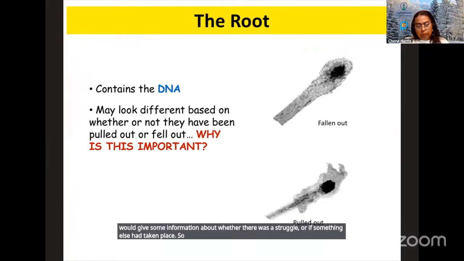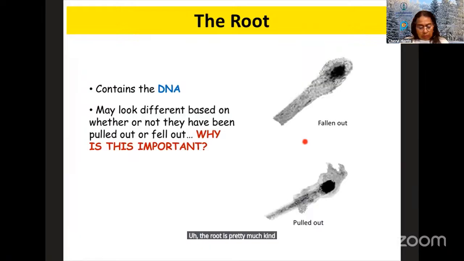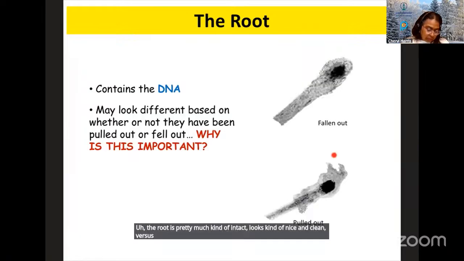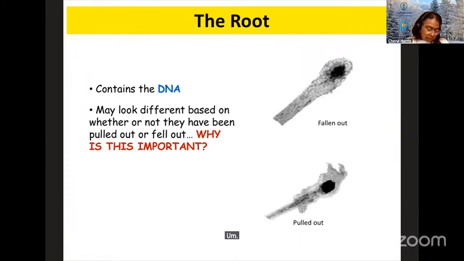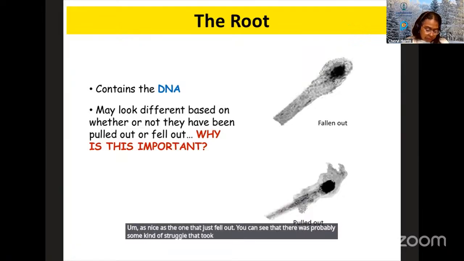So if you look at the picture here at the top, the root is pretty much intact, looks kind of nice and clean, versus down here you can see it doesn't look as nice as the one that just fell out. You can see that there was probably some kind of struggle that took place. So the root has the DNA, but it can also provide some other clues here about what might have happened in the crime.